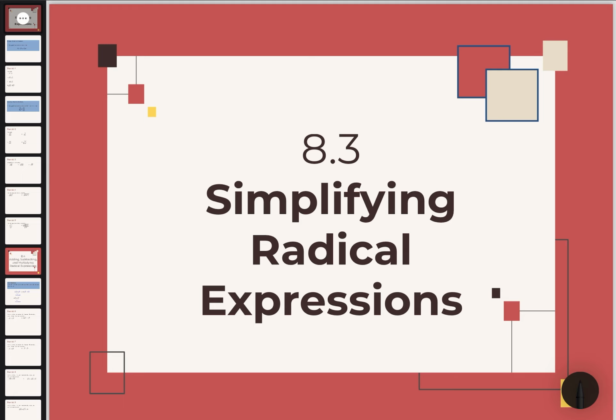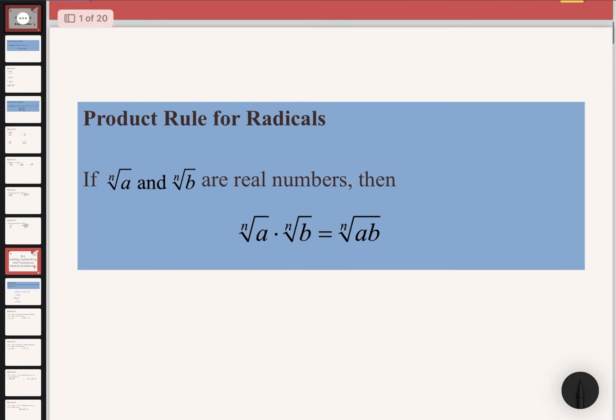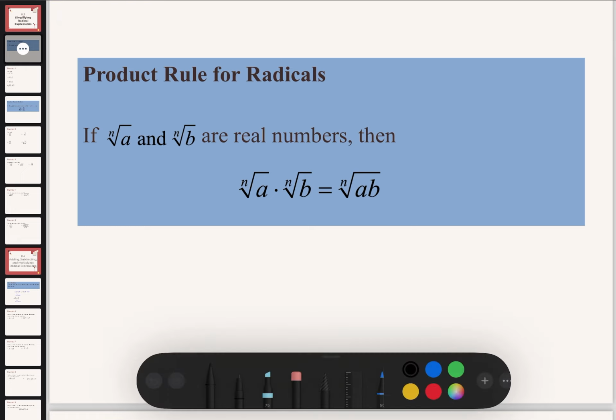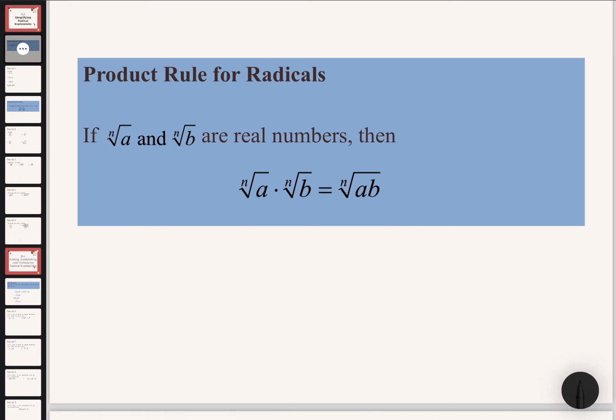But in 8.3, we are continuing on with simplifying radical expressions. We're going to start with this rule. This is called our product rule for radicals. So if the nth root of a and the nth root of b are real numbers, the key thing here is you have to have the same root. If you have the same root, then you are allowed to combine the radicands and just multiply them underneath that radical sign. So if I had the 5th root of x times the 5th root of y, that would be the same as the 5th root of x times y. But I have to make sure that those n values, the root itself, is the same.